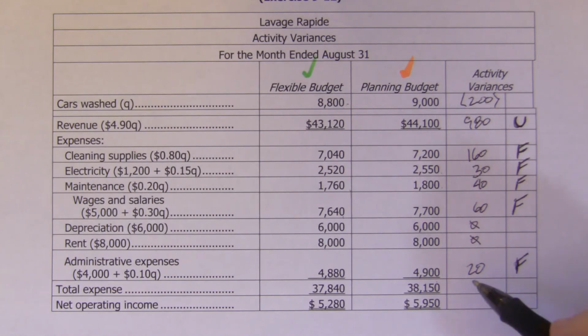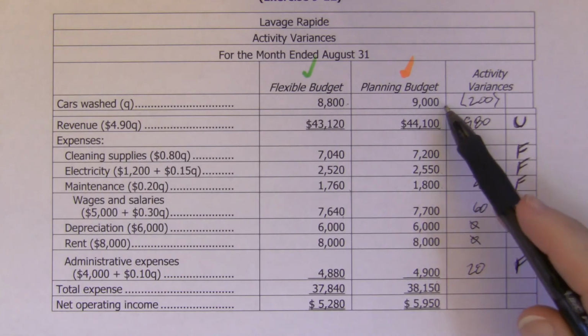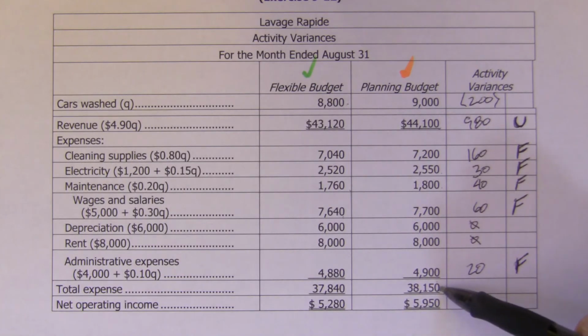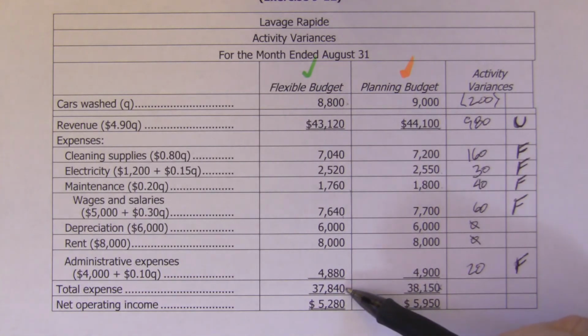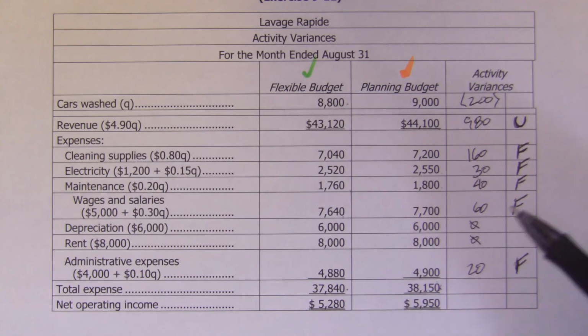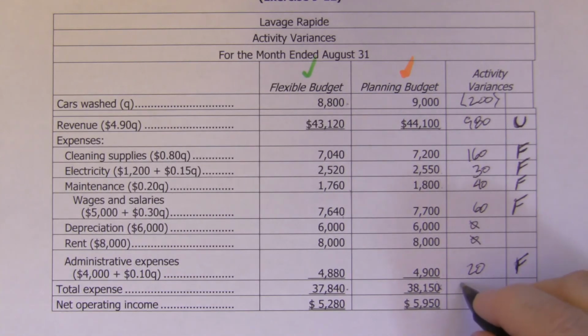Now we'll talk about the total expenses. We'd expected at a rate of 9,000 units to spend 38,150. Now that we expect to only do 8,800 units, we expect our total expense to be 37,840. That's a $310 favorable variance. So notice with spending variances, if you do less, you usually spend less. That usually gives you a favorable variance. It may not get you a promotion based on merit.